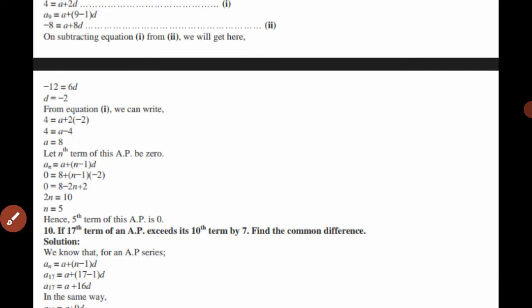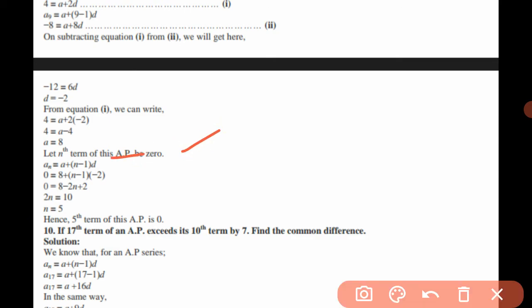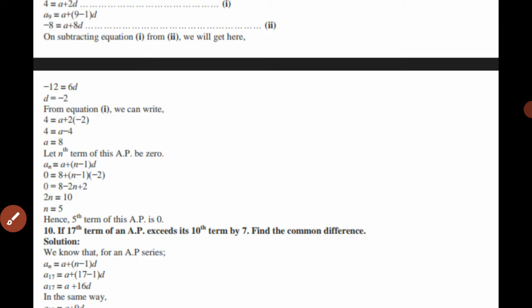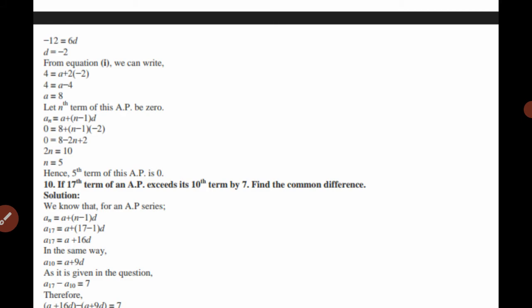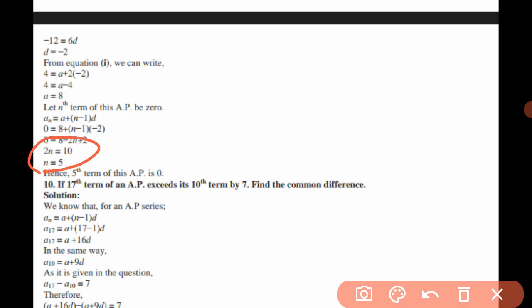Now we have to apply this in the given formula an equals a plus n minus 1 into d, and here an equals 0. Putting these values in this formula, 0 equals 8 minus 2n plus 2. So 2n equals 10. So the value of n will be 5.